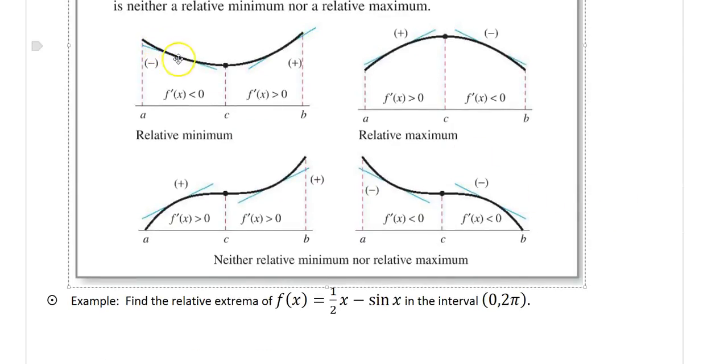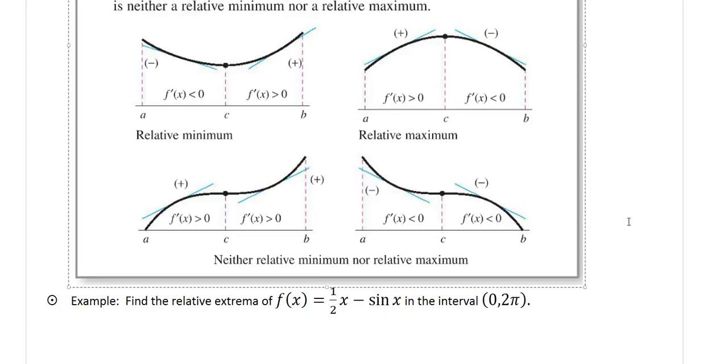If we're changing from decreasing to increasing, it forms a dip in the graph, so that would be our valley or our relative minimum. If it changes from increasing to decreasing, it forms a hill in the graph, so that would be our relative maximum. And these are some of the cases like that x cubed graph we looked at in the previous video where you may have a critical number, but it doesn't necessarily mean it's a minimum or a maximum. So those are the cases that we're going to look at.